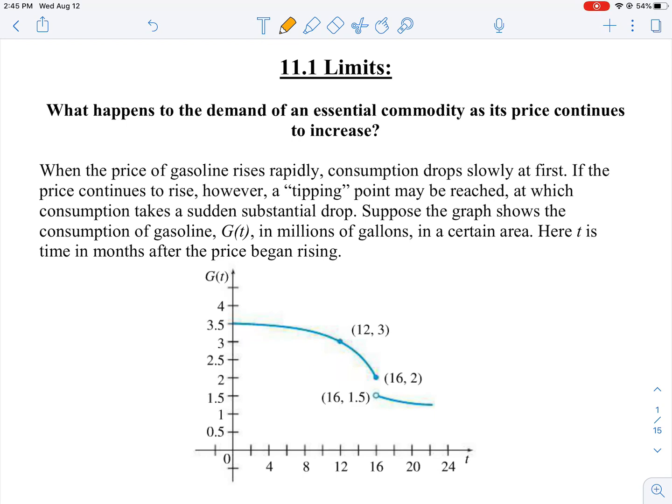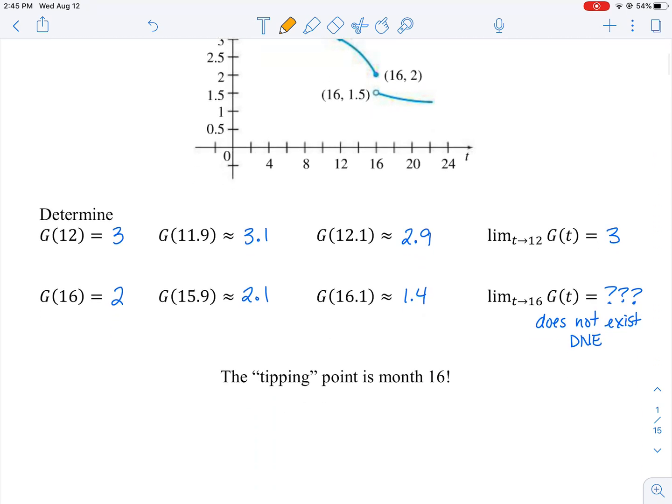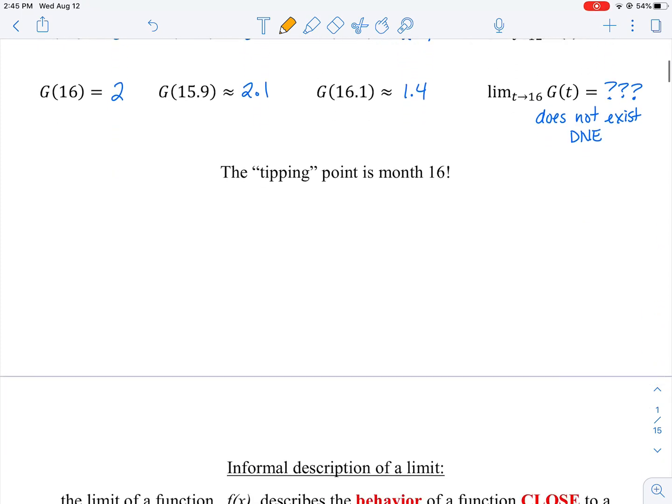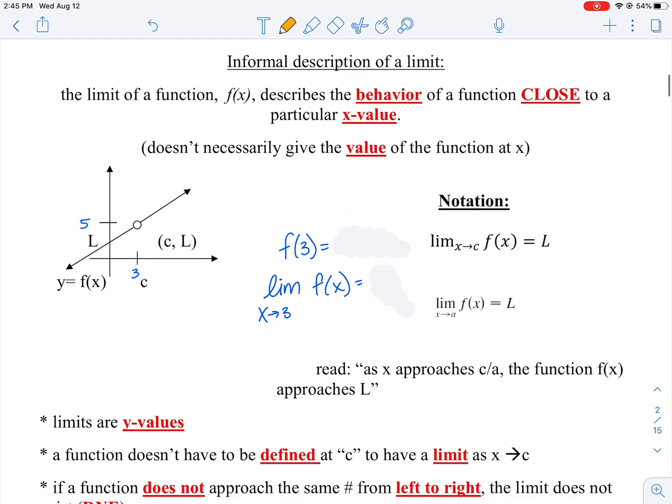I kind of started off with an application example of where you might see a limit problem in real life. I think I'm probably going to skip that for now, but you're welcome to look over that and look at the answers there to see how you would see a limit in an application problem. But let's go ahead and get right into it and talk about what a limit is.